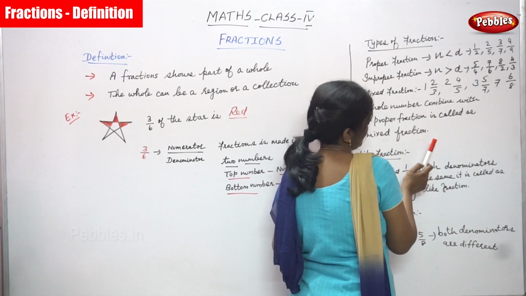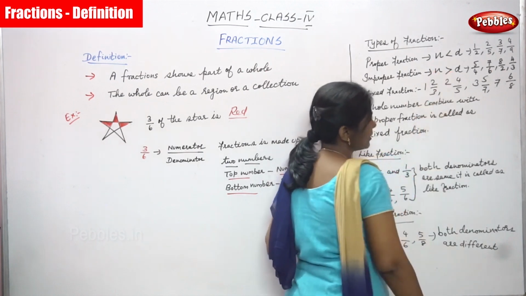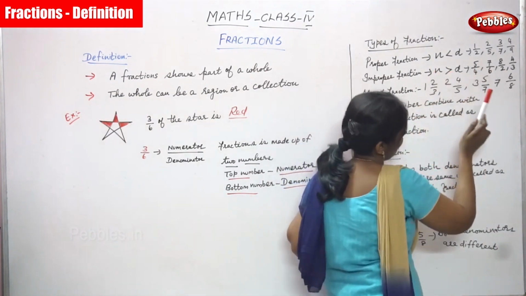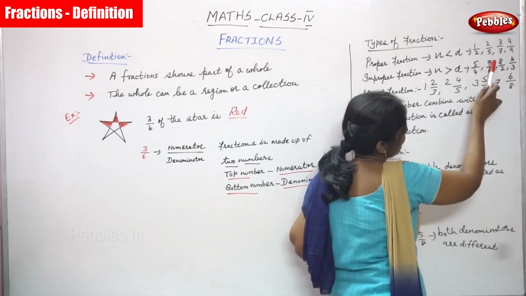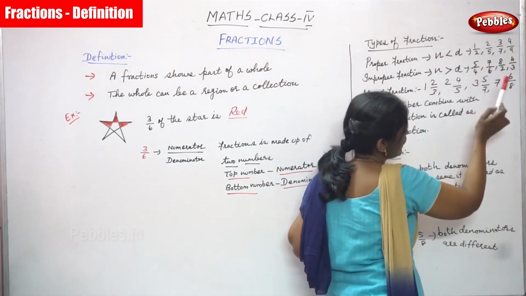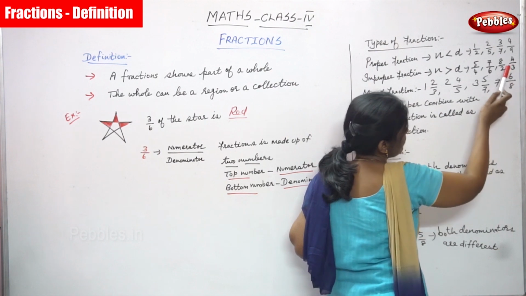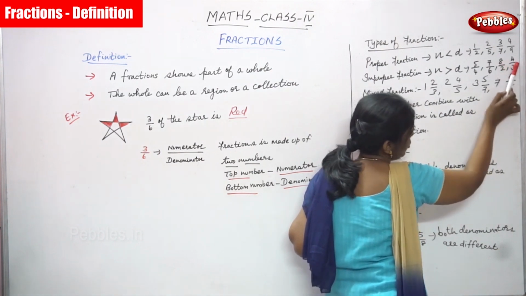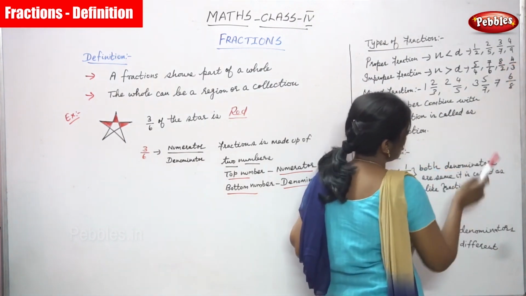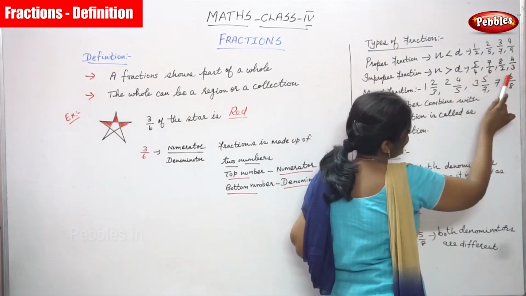And in an improper fraction, the numerator is always greater than the denominator. So 5 by 4, 5 is greater than 4. 7 by 6, 7 is greater than 6. 8 by 2, that means 8 is greater than 2, and 4 by 3, 4 is greater than 3. So all the denominators are what?